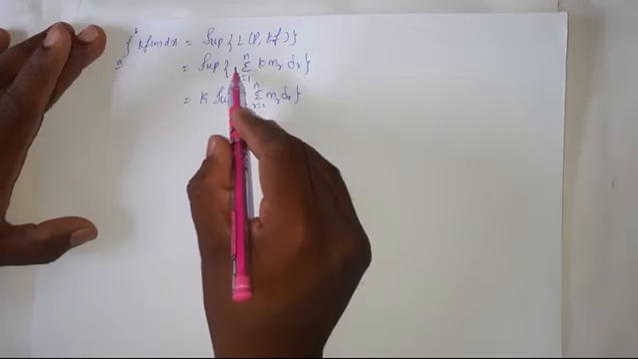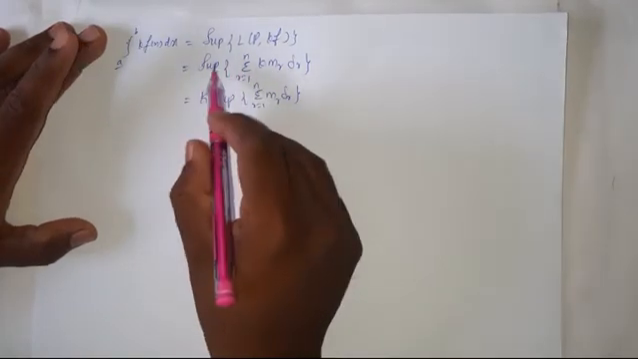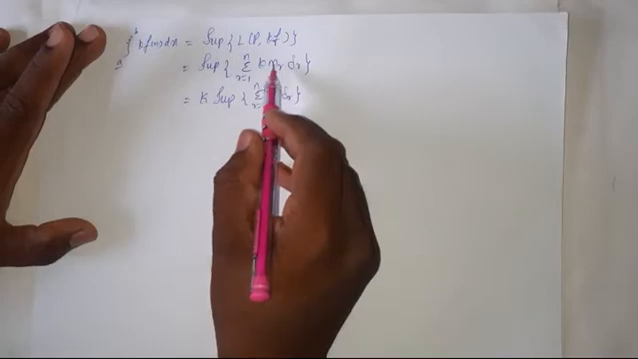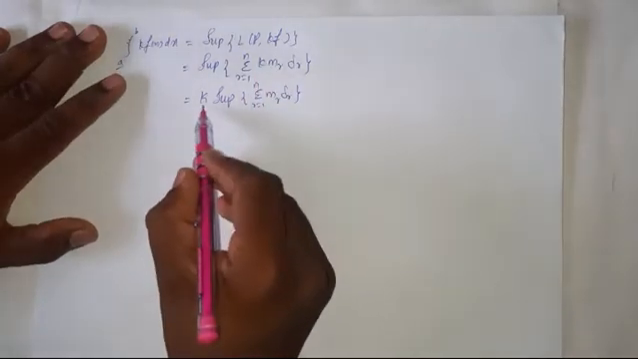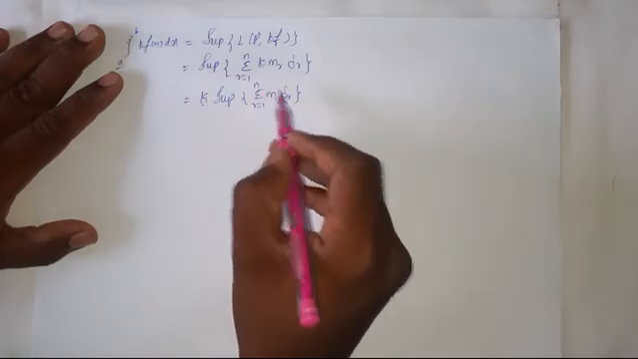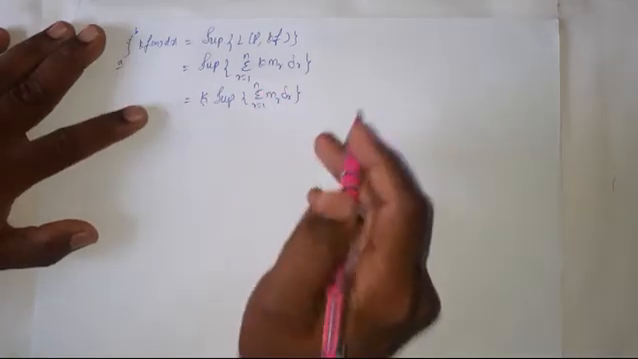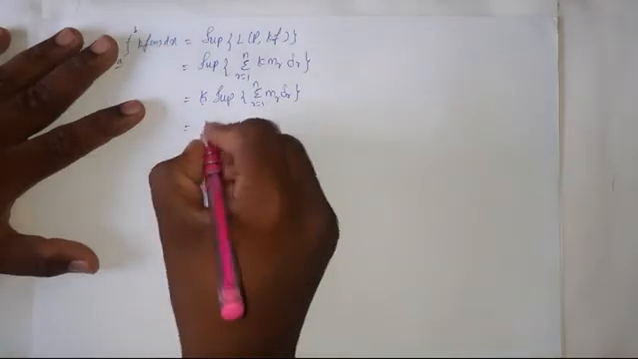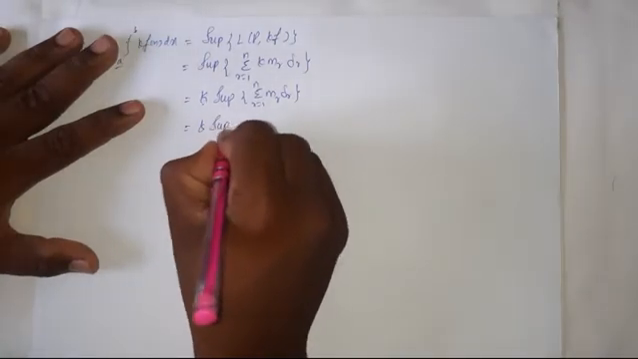So that is k into the supremum of the summation over r equal to 1 to n of small mr into delta r. Since k is constant, it doesn't make any difference for the supremum value of that summation. So hence we write that as k into the supremum of the summation over r equal to 1 to n of small mr into delta r.